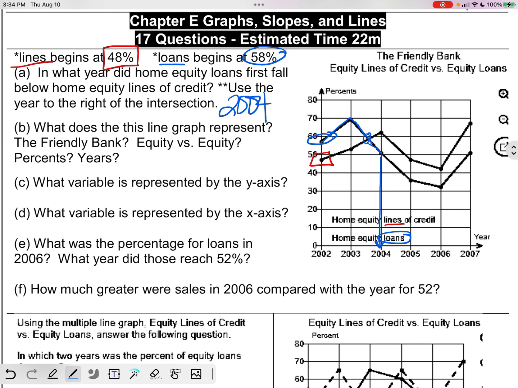Part B. What does this line graph represent? So whenever you want to know your representation, you're looking at the title of the graph. That's going to be the friendly bank.